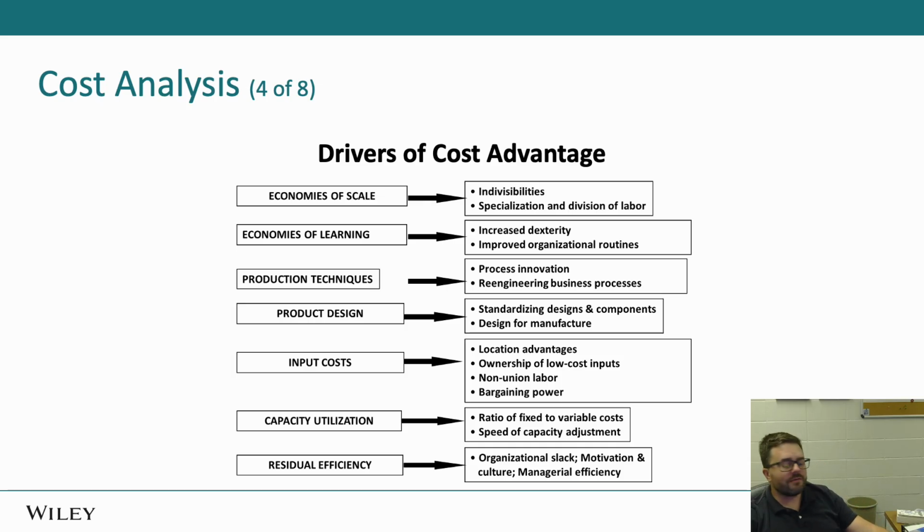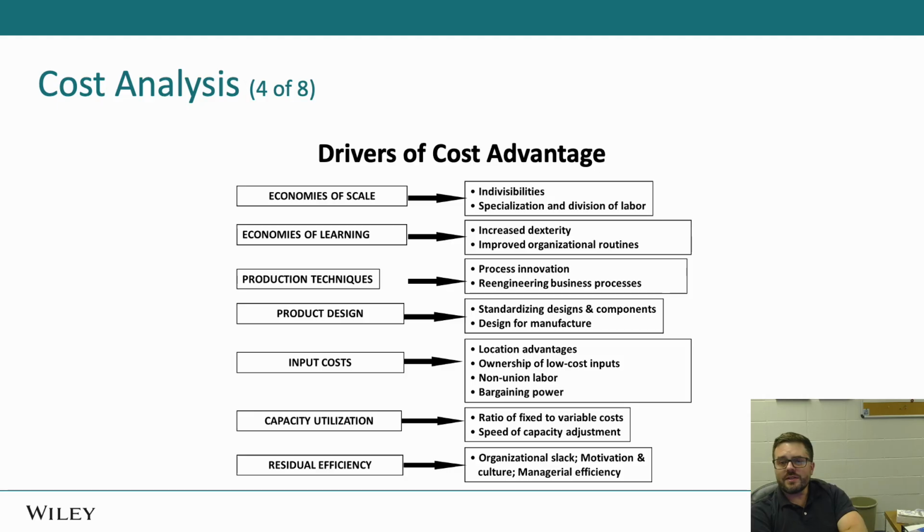Here are the core drivers of cost advantage. If you determine that your firm is competing on cost leadership, is competing on price, analyze each of these to see where they either currently are getting a cost advantage or where they could be getting one.